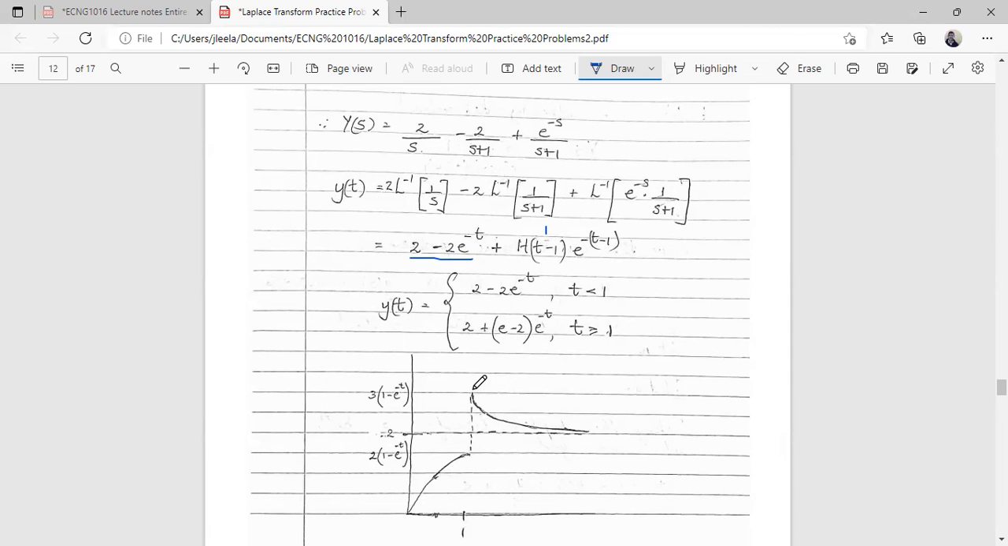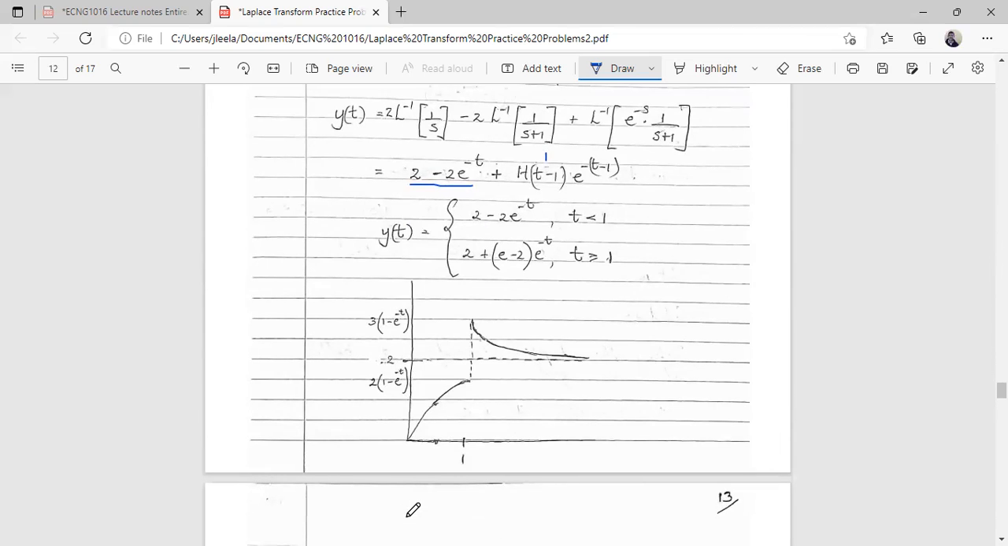So in other words, 1 is like a vertical asymptote and 2 is a horizontal asymptote. From 1 and beyond, this is the shape of the graph. So 1 is a vertical asymptote and 2 is a horizontal asymptote. T equal 1 is a vertical asymptote and y at t equal 2 is a horizontal asymptote.